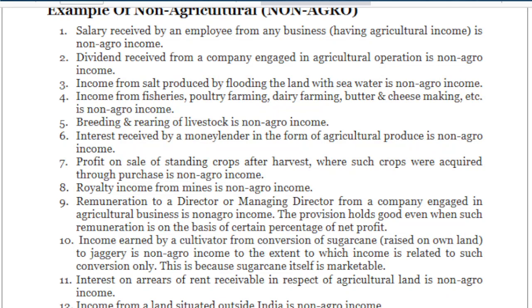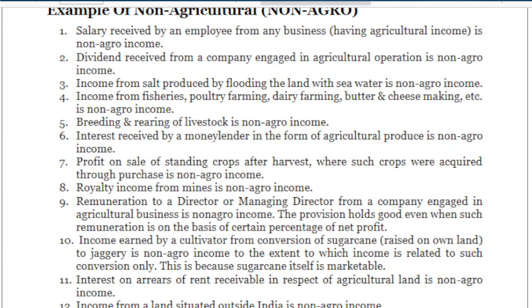income. The provision holds good even when such remuneration is on the basis of a certain percentage of net profit. Suppose Godrej Farming is paying the managing director on the basis of profit, still the director's remuneration is non-agricultural. Okay, the company is a separate entity, it is earning agricultural income. Okay, the director is an employee, naukar hai bas.